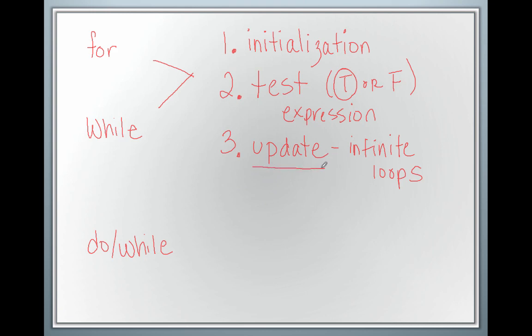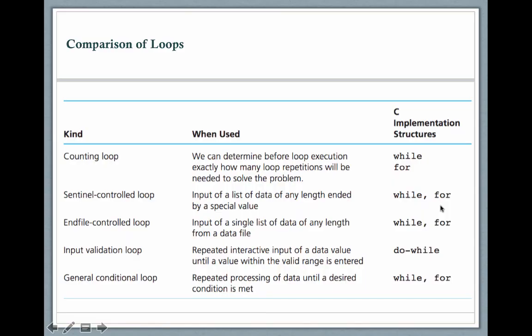So again, these are only 3 things to remember for for loops and while loops. Do while loops are a little bit different because of the way that they're structured. Initialization is not always important, but of course, step 2, test, and update are very important. We're going to start first with for and while loops, and then move on to do while loops.